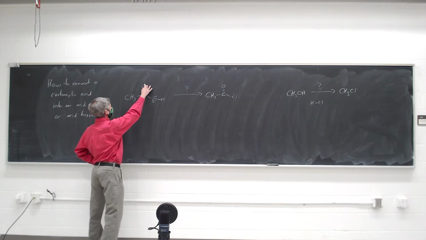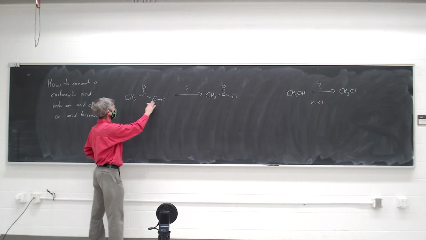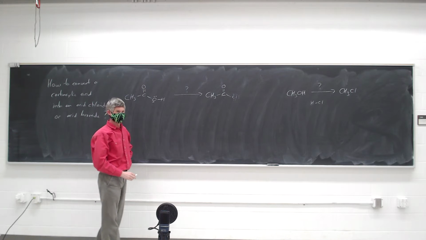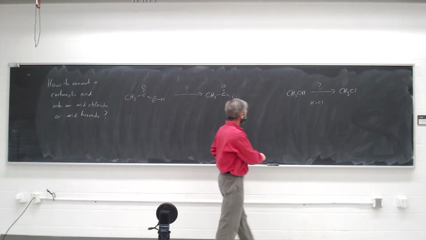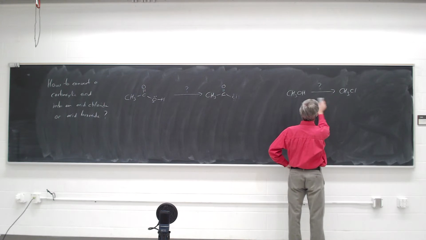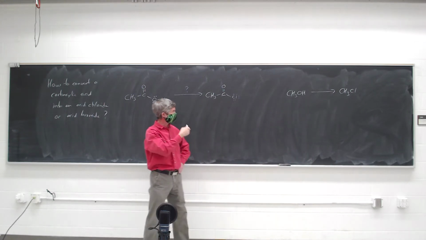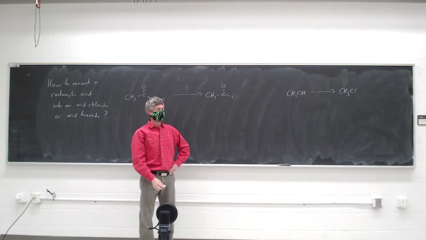Right? You protonate this oxygen, chloride comes in, and then you try to convince hydroxide to leave, and hydroxide would say no. So what other reagents are out there that allow you to convert an alcohol to an acid chloride or an alcohol to an alkyl chloride?